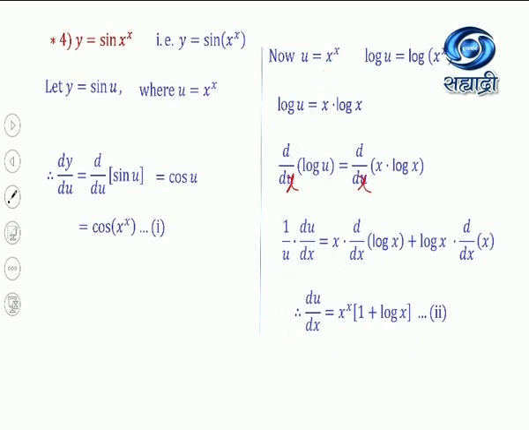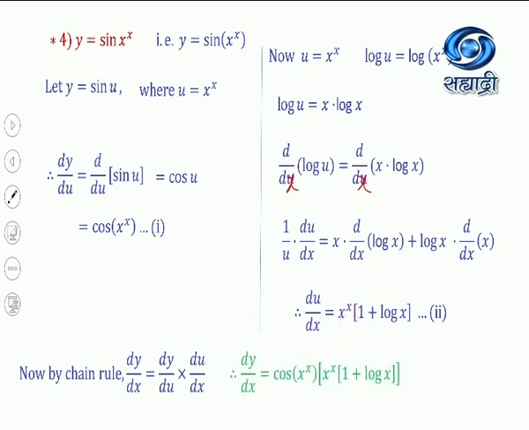And now from 1 and 2, see here what we say. First we consider by chain rule dy by dx equal to dy by du into du by dx, and now from 1 and 2 we substitute the values here. What we get? dy by dx equal to dy by du, that is cos of x raised to x. So we write this. du by dx means this, x to the power x into 1 plus log x. So we write this, and now this is our answer.